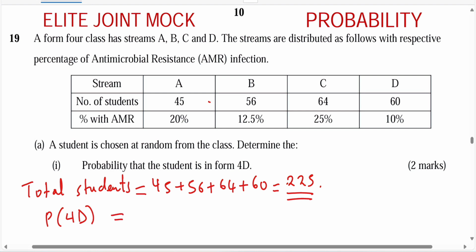So the probability that a student is in Form 4D is 60 divided by the total students. You can leave it like this, but it's better to leave it in simplified form. So 60 divided by 225 is 4/15. That's your answer. So 2 marks are awarded.